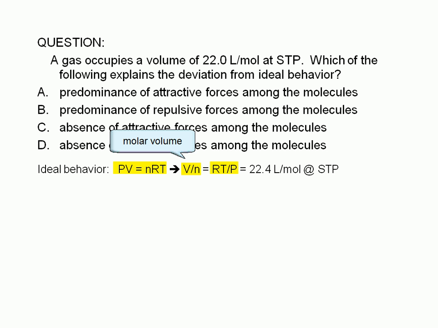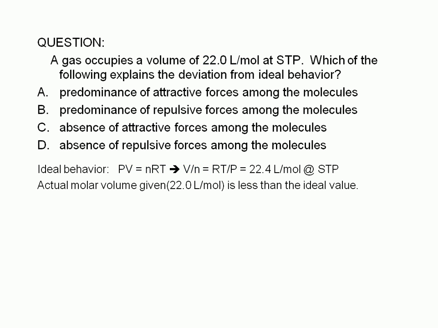If we plug in 1 atmosphere and 273.15 Kelvin, the pressure and temperature at STP, we find that the ideal molar volume at STP is 22.4 liters per mole. The actual molar volume at STP given in the problem is 22.0 liters per mole. This is less than the ideal value of 22.4 liters per mole. So how do we explain this deviation from ideal behavior?